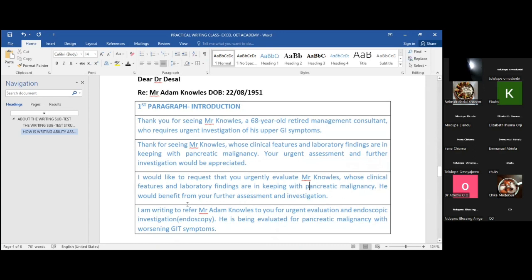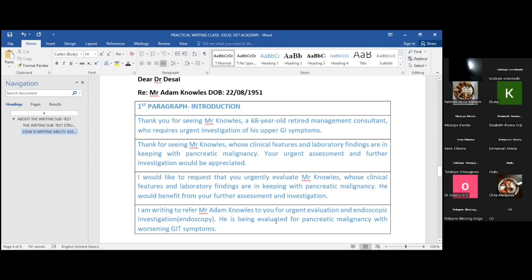I'm writing to refer. So refer has come here now. Okay, so I know some people say, why do you not use refer now? So if it's a referral letter, you can use refer. You can use any of them. Okay, still correct. So I'm writing to refer Mr. Adam Knowles to you for urgent evaluation and endoscopic investigation, or an endoscopy, anyone you choose.